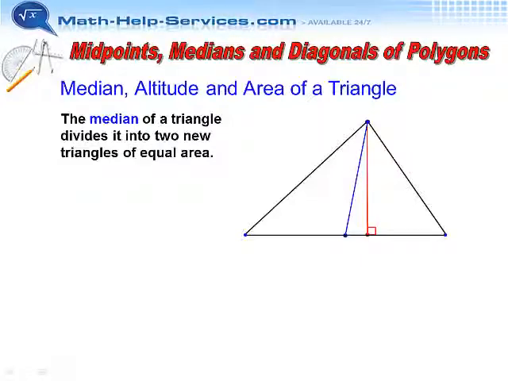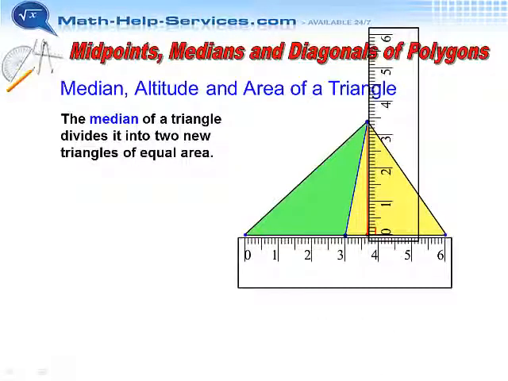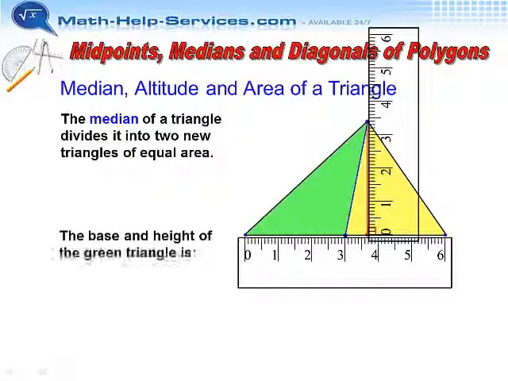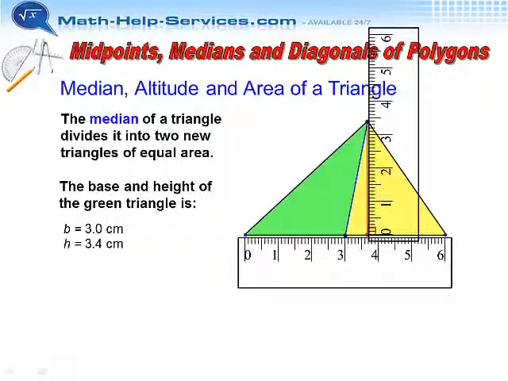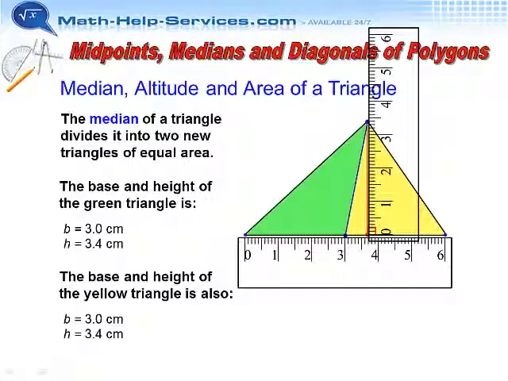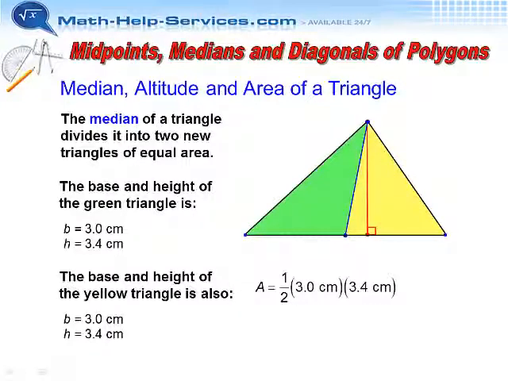Now the median of a triangle divides it into 2 new triangles of equal area. We'll again take the same measurements. The base and height of the green triangle: the base is 3 centimeters and the height is 3.4 centimeters. The base and height of the yellow triangle is also 3 centimeters and 3.4 centimeters. So finding the area, we see they're both 5.1 square centimeters.